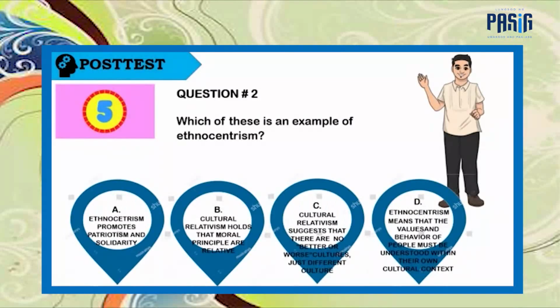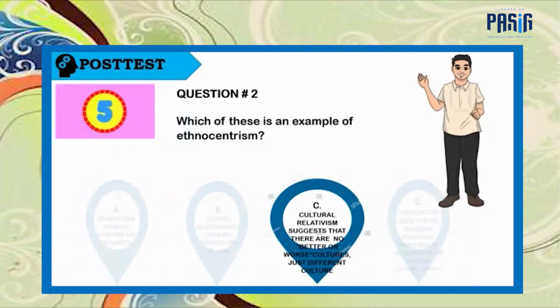Question 2. Which of these is an example of ethnocentrism? A. Ethnocentrism promotes patriotism and solidarity. B. Cultural relativism holds the moral principles that are relative. C. Cultural relativism suggests that there are no better or worse culture, just different culture. D. Ethnocentrism means that the values and behavior of people must be understood within their own cultural context. Correct answer is letter C.